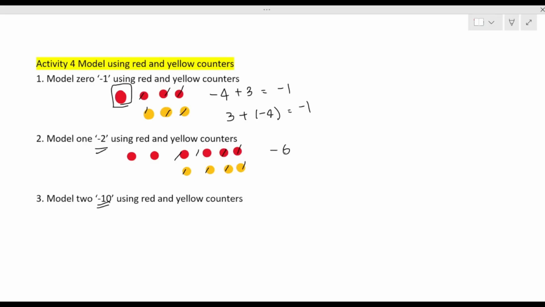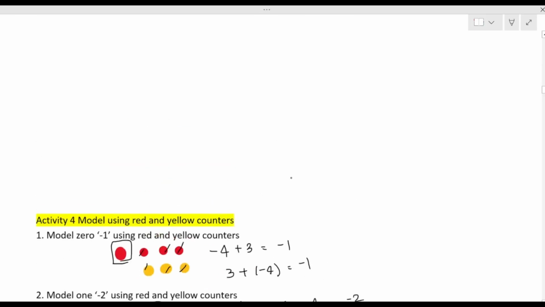So minus 6. And then how many yellows did I add? Plus 4 yellows I added and I get minus 2. So this is what I get, minus 2. Similarly, I can also do 4 plus minus 6, which is also minus 2. Okay, come on, do it for minus 10 and observe how the numbers are getting added in this case.